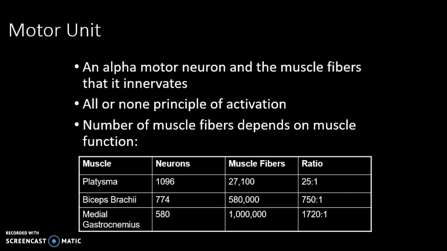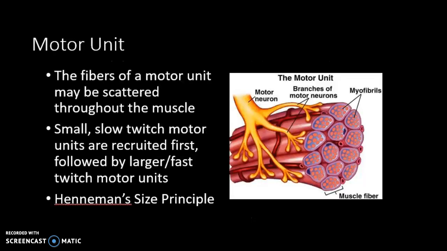And so to give you a little idea of the number of muscle fibers, it depends on the muscle function. So the platysma, which overlaps the sternocleidomastoid in the neck, has a bunch of neurons but few muscle fibers, a 25-to-1 ratio. It's for more detailed, complex movements. Biceps brachii has fewer neurons but more muscle fibers. Medial gastroc has the fewest neurons but the most muscle fibers, because you've got to think, we're walking every single day. We need a lot of those muscle fibers to contract, and contract hard.